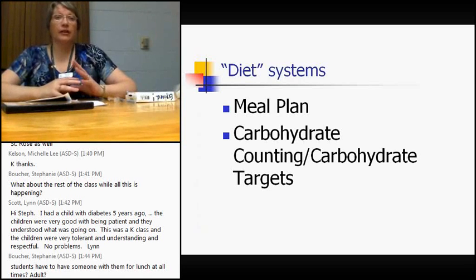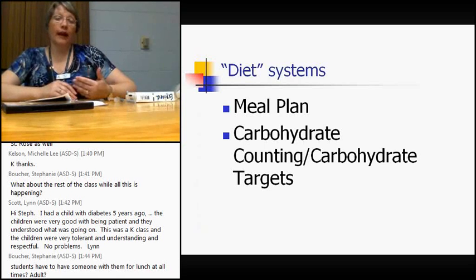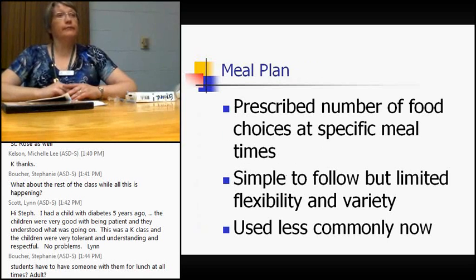As you can imagine, it limits people, and it's not very popular because it doesn't have a lot of flexibility to it, and it doesn't really match up well with real life. So most people are going now to a carbohydrate counting or carbohydrate targeting approach, where they're actually adding up the amount of carbohydrate in each meal and then balancing that out with the insulin they're taking. Next slide.